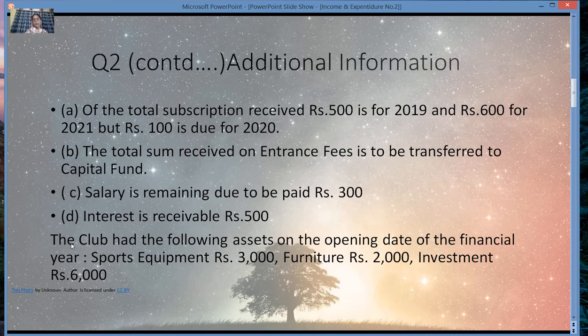There is another piece of information. The club had the following assets on the opening date of the financial year, that is, at the beginning of the financial year. What was it? Sports equipment rupees 3,000, furniture rupees 2,000, investment account rupees 6,000. Now from this information we have to prepare our income and expenditure account and a balance sheet. And why these opening balances are given to you, we'll come to know as we keep on solving the sum. So first we'll prepare the income and expenditure account.